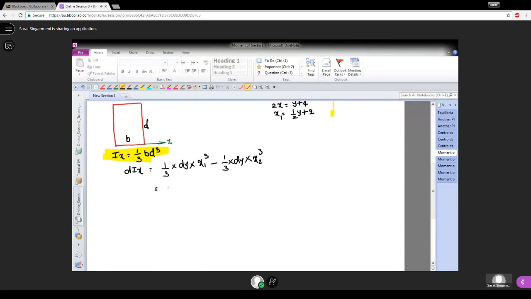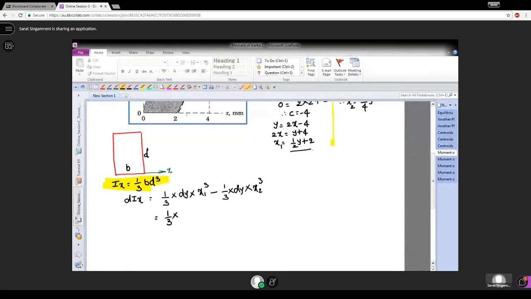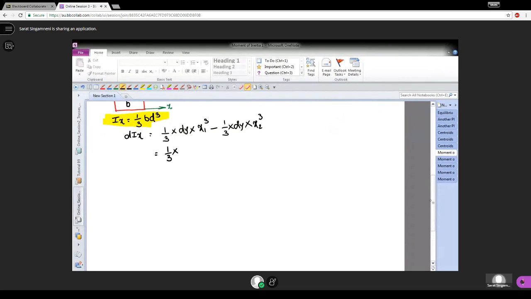But that is equal to 1/3. X1 is this thing. So let us substitute that, which is y/2 plus 2 minus x2, which is y²/4. y²/4 whole cube is y⁶/64.